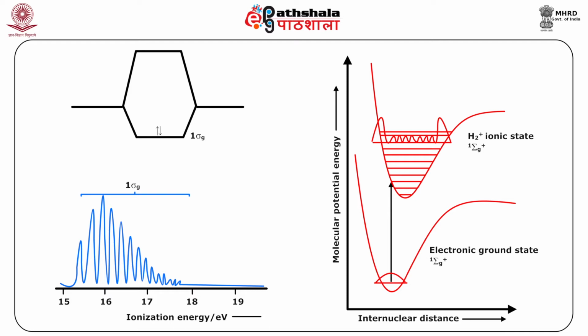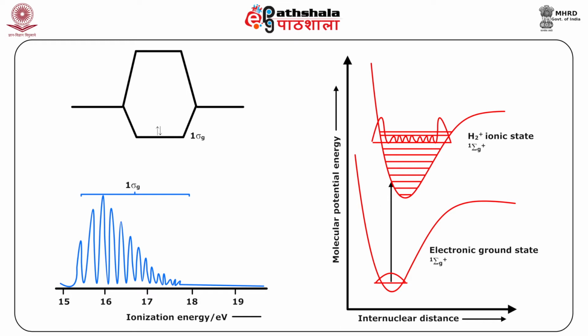You can see that in the molecular orbital, you have 2 electrons, both in 1 sigma G, and the state is 1 sigma G plus. When an electron is ionized from there, you get a molecular ion which has a state of 2 sigma G plus, and the first transition is shown here from 0 to 2, which turns out to be the most intense line in the spectrum, shown on the left. Then you have other possible transitions, which give you the fine structure of the electronic spectrum of the hydrogen molecule.